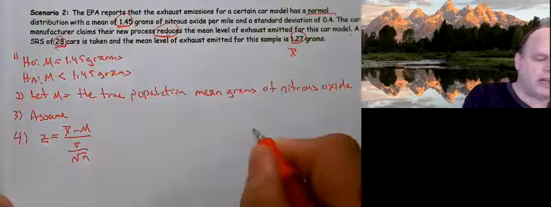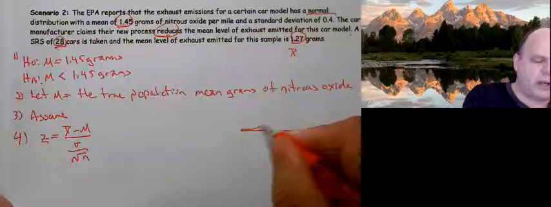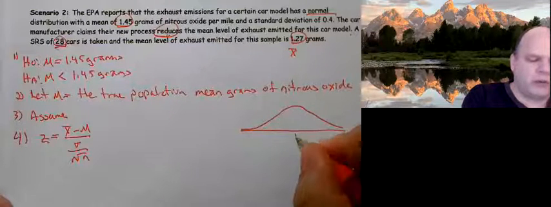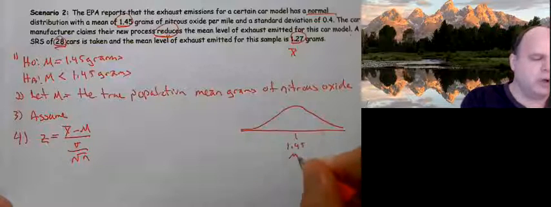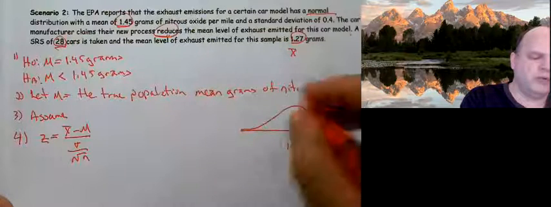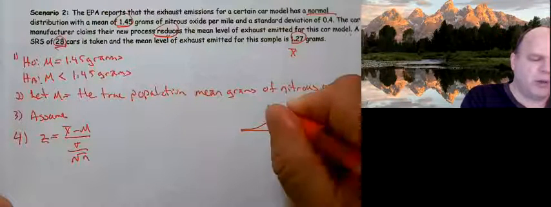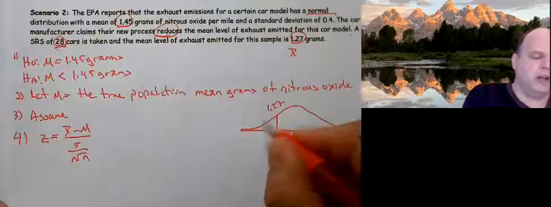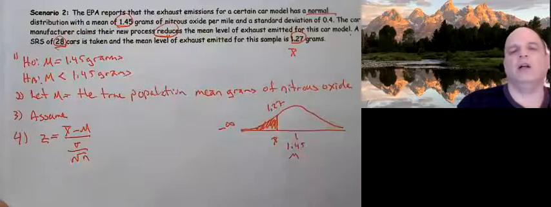Well, that means I need to identify some of what we're working with. So what we have right here is a mean of 1.45 because we always center it on the claim. So this is the mu. But then we ended up getting an X bar of 1.27. And we said that it's going to be a less than. So we're shading off to negative infinity.